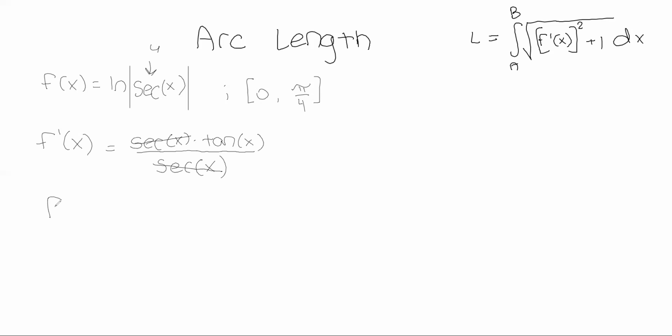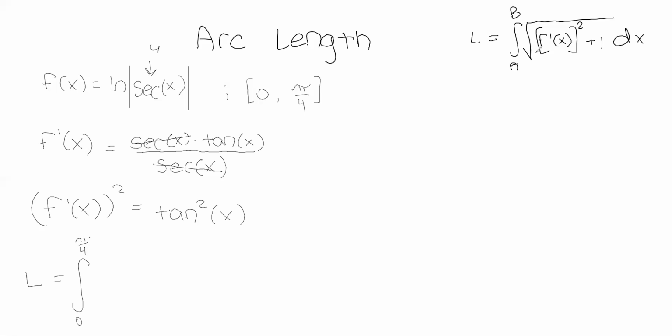After that, we want to take the square of the derivative. We want to raise the derivative to the second power. And of course, when we do that, we get tangent squared of x. So now we are ready to plug things into the arc length formula. L is arc length. It's equal to the definite integral going from a to b. In this case, we're going from 0 all the way up to pi over 4.